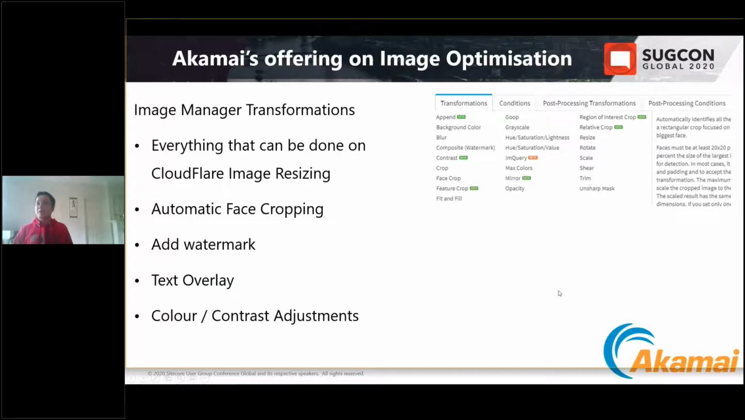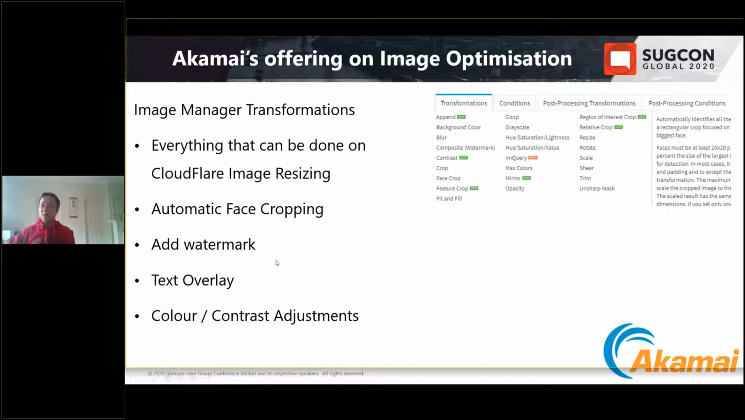Here are some of the transformations that are available from Akamai Image Manager. Everything that can be done with Cloudflare image resizing can be done as well. You can see a massive list on the right-hand side of all the transformations that are available. I just want to quickly call out some of the really cool ones, like automatic face cropping. It uses machine learning and a face recognition algorithm to work out where people's faces are and automatically use that as a focal point and crop around it.